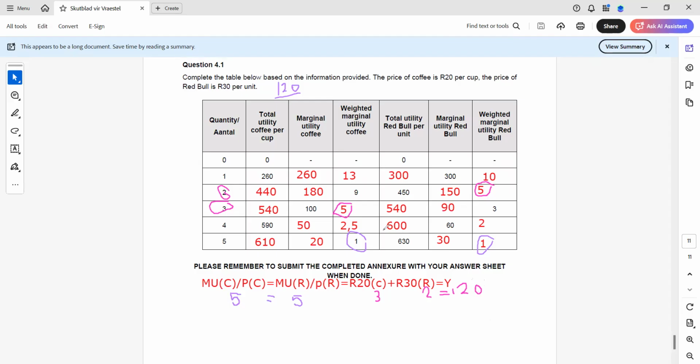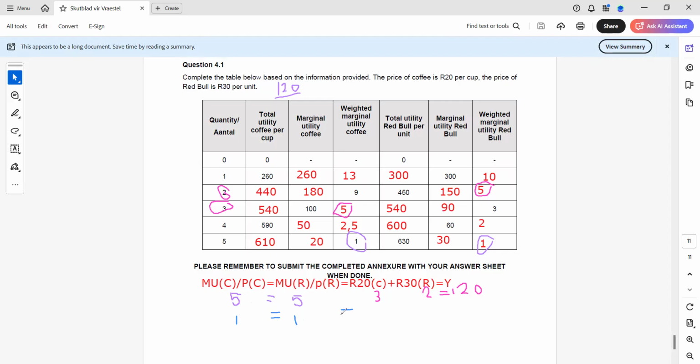Okay, let's just check the second one. The second one is where the weighted marginal utility is 1 on this side and also 1 on this side. Let me use a different color here, I'm going to use blue. So where the weighted marginal utility for C is equal to 1, it is also equal to 1 for R.